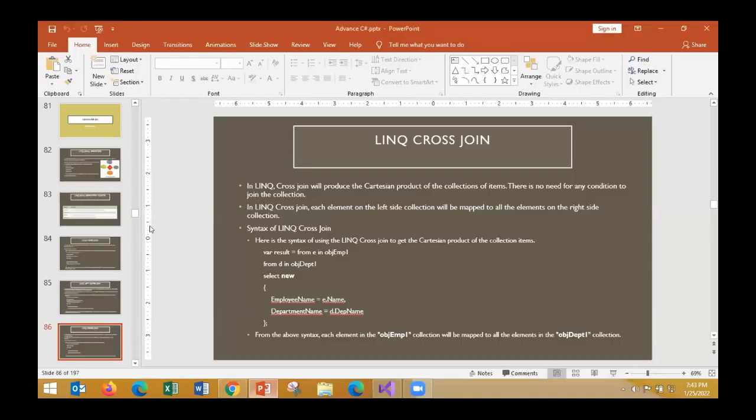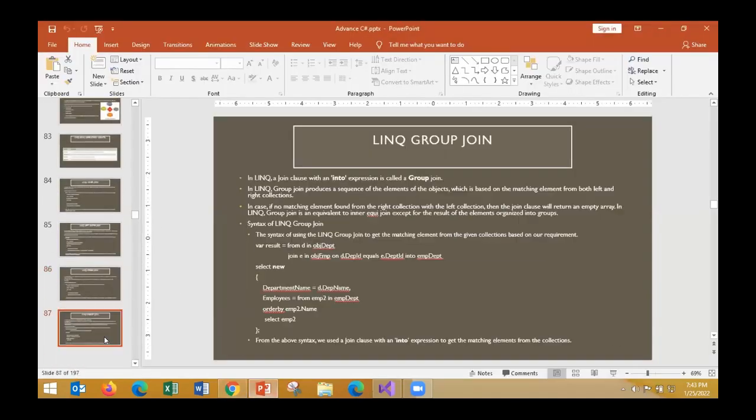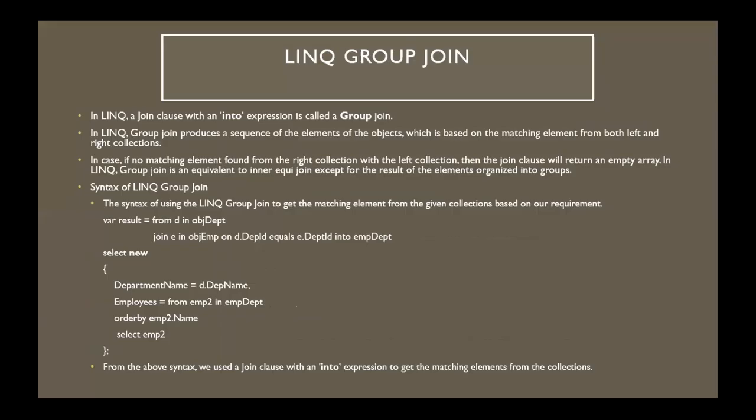Okay. Let's move on from cross join, and then we have group join. In LINQ, a join clause with the into expression is called a group join. Join and group join produce a sequence of objects based on the matching elements from both the left and right collections. In case no matching element is found in the right hand side collection for the left hand side collection, then the join clause will return an empty array.